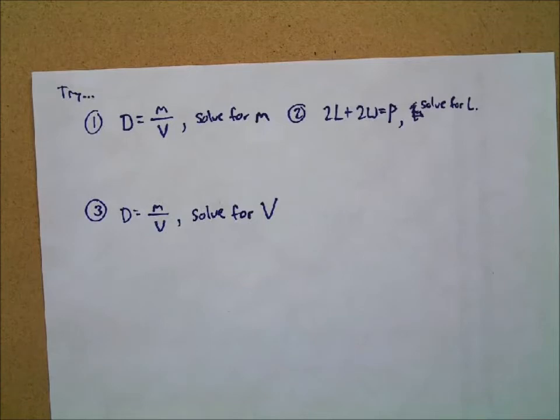Okay. D equals M divided by V. Solve for M by itself. Multiply both sides by what? Look at M by itself, and M is being divided by V. Multiply both sides by what? V. Oh, okay, I see now.